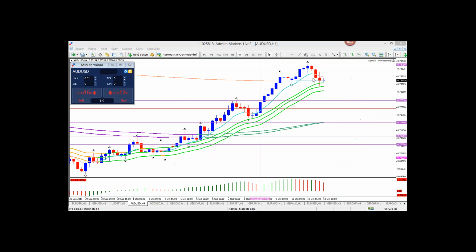So to summarize, potential trades are the orange line or the blue line.